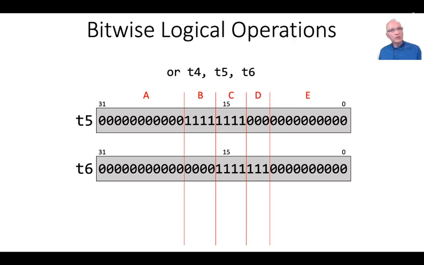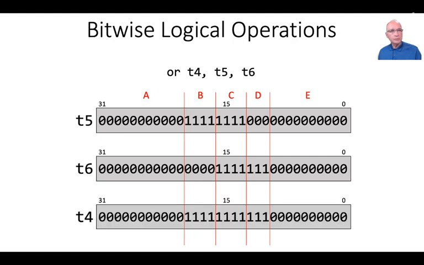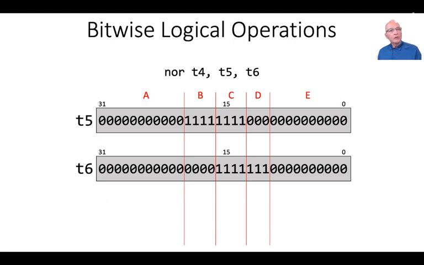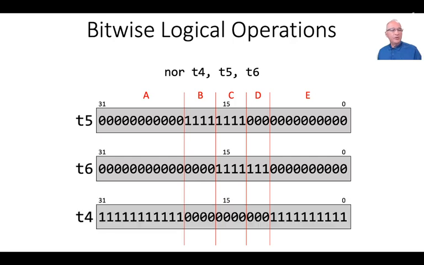The next operation that I'm going to look at is the OR operation. For an OR operation, the result is 1 if either of the inputs is 1. So in this case, regions B, C, and D will result in a 1, and regions A and E will result in a 0. There is a NOR operation that is the OR that is then complemented. So in this case, we're going to result in a 1 if both inputs are 0, and a 0 otherwise. So regions A and E will be equal to 1, and regions B, C, and D will be equal to 0.